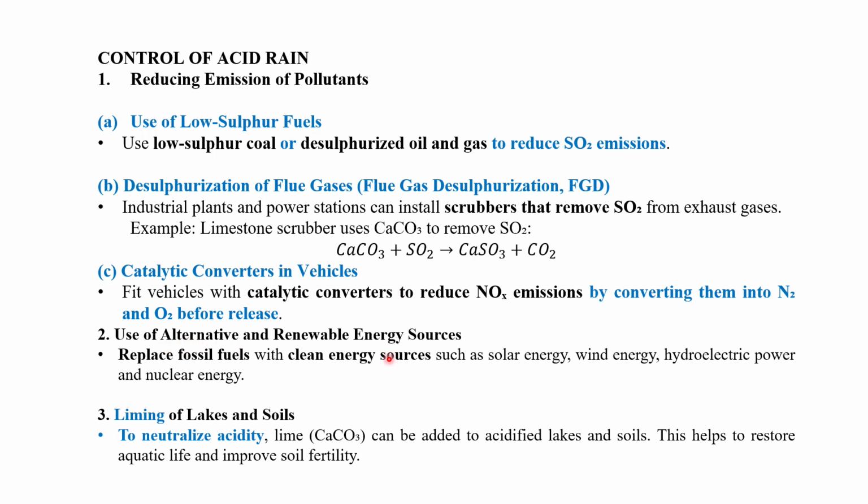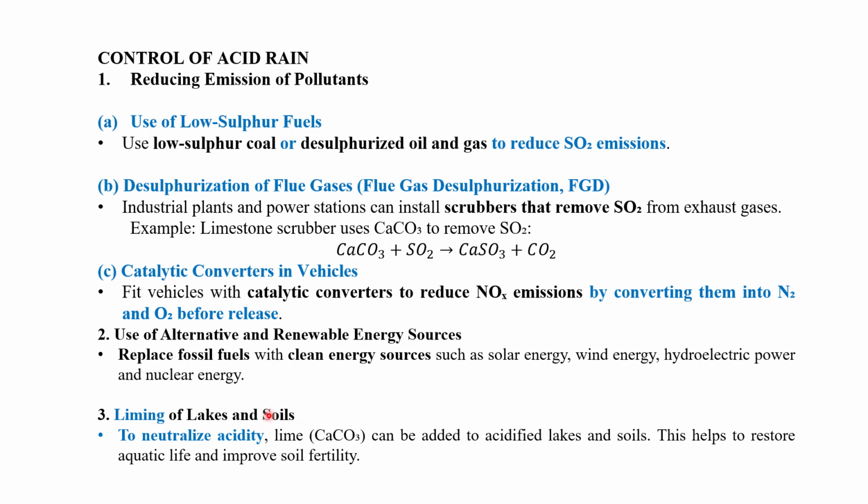Use of alternative and renewable energy resources. Replace fossil fuels with clean energy sources such as solar energy, wind energy, hydroelectric power, and nuclear energy. So this will also help in acid rain control.